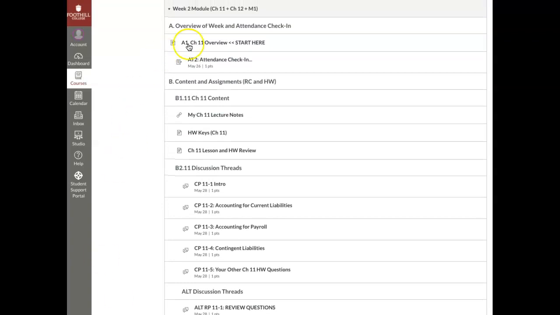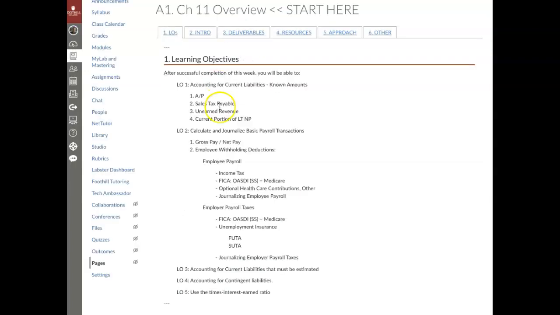Let's begin with Chapter 11's LOs, or Learning Objectives. This chapter includes 5 LOs that discuss current liabilities. LO 1 covers some of the same accounts and transactions that you already learned about in your Accounting 1A course, including AP or accounts payable, sales tax payable, and unearned revenue. You may want to return to Chapter 3 and Chapter 6 in our textbook if you feel you need a refresher. This LO also includes a new account, current portion of a long-term notes payable.